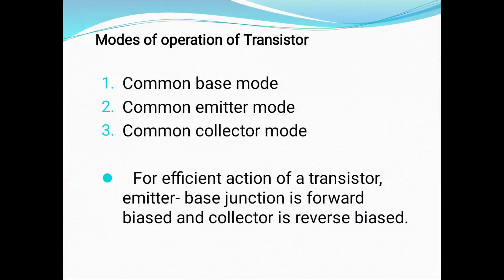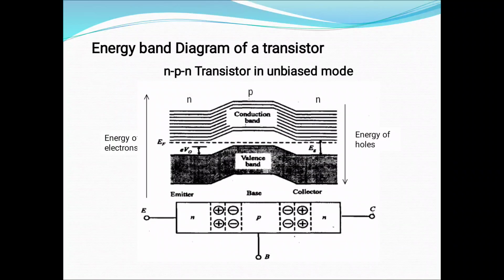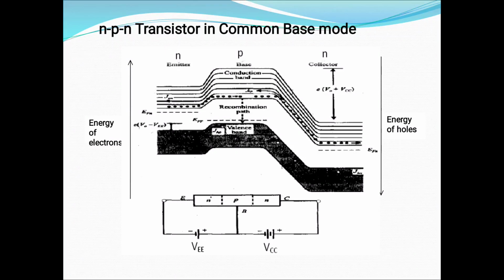Modes of operation: common base mode, common emitter mode and common collector mode. The energy band diagram of the PNP transistor is as shown in the figure here, and the NPN as shown in the figure here.